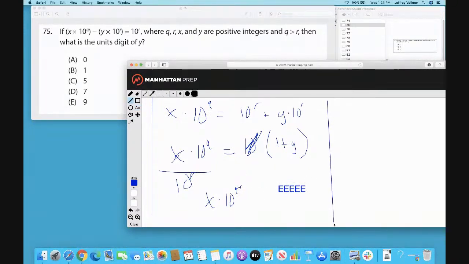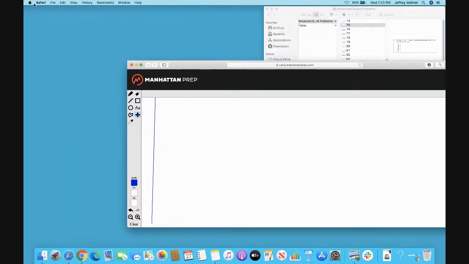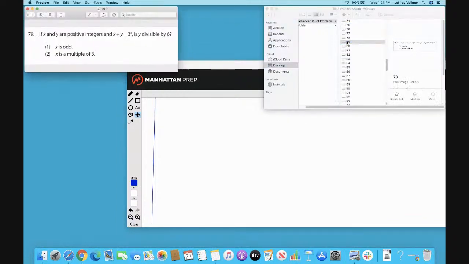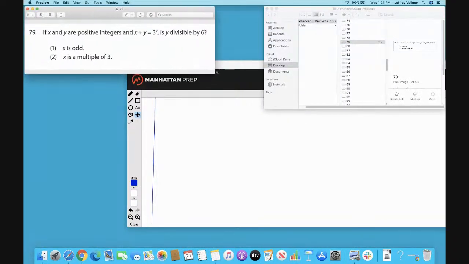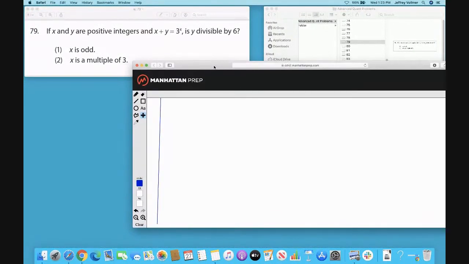All right, let's move on. Question 79. X and Y are positive integers. X plus Y is 3 to the X. All right. So you see, I'm just using my mouse here because I don't know how to type out 3 to the X well. I could use a caret, but I don't love it. I might type out this though. My question: is Y divisible by 6?